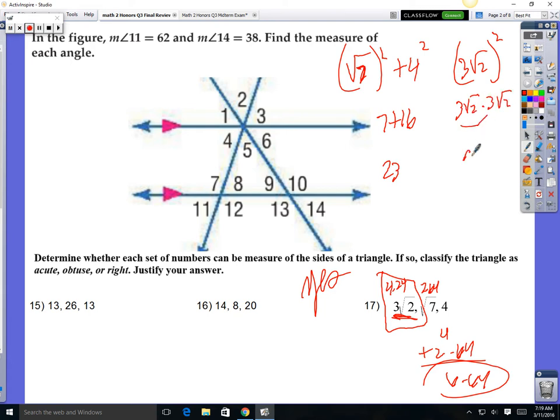Okay, now 3 square roots of 2 times 3 square roots of 2. 3 times 3 is 9. Square root of 2 times square root of 2 is square root of 4. That's 9 times 2. That's 18. Okay, this time the little guys are bigger than the big guy. And when the little guys are bigger, it is acute.